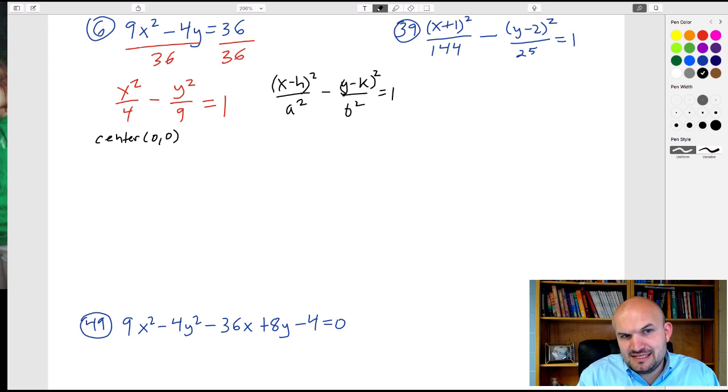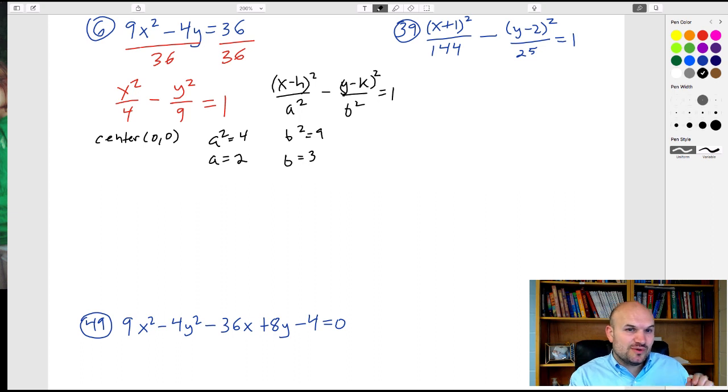But now that I see what the standard form is, I can identify that a squared is going to equal 4. Therefore, a is equal to 2. And b squared is equal to 9, therefore b is equal to 3.